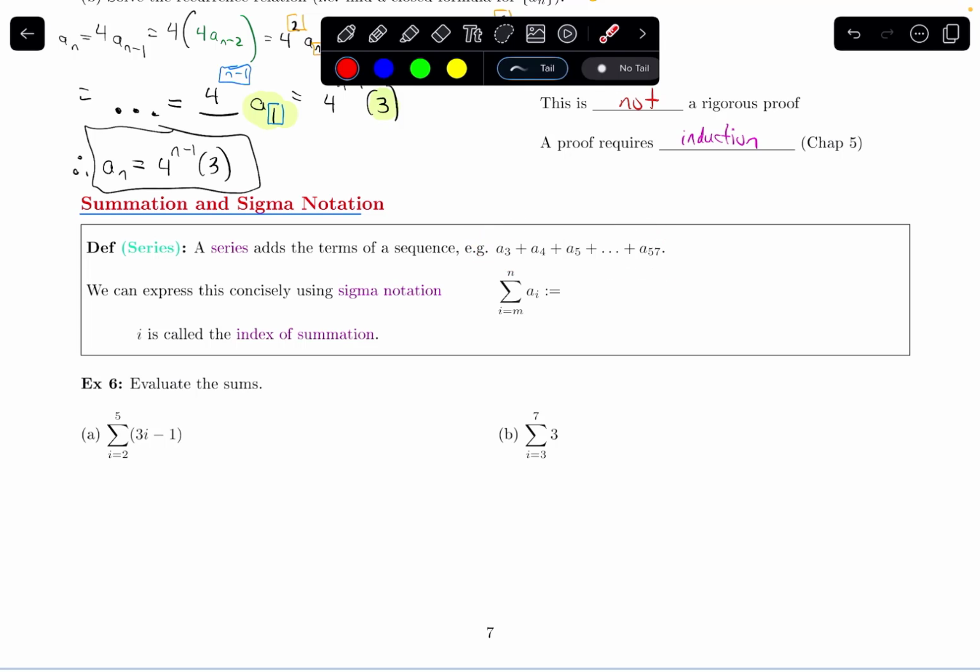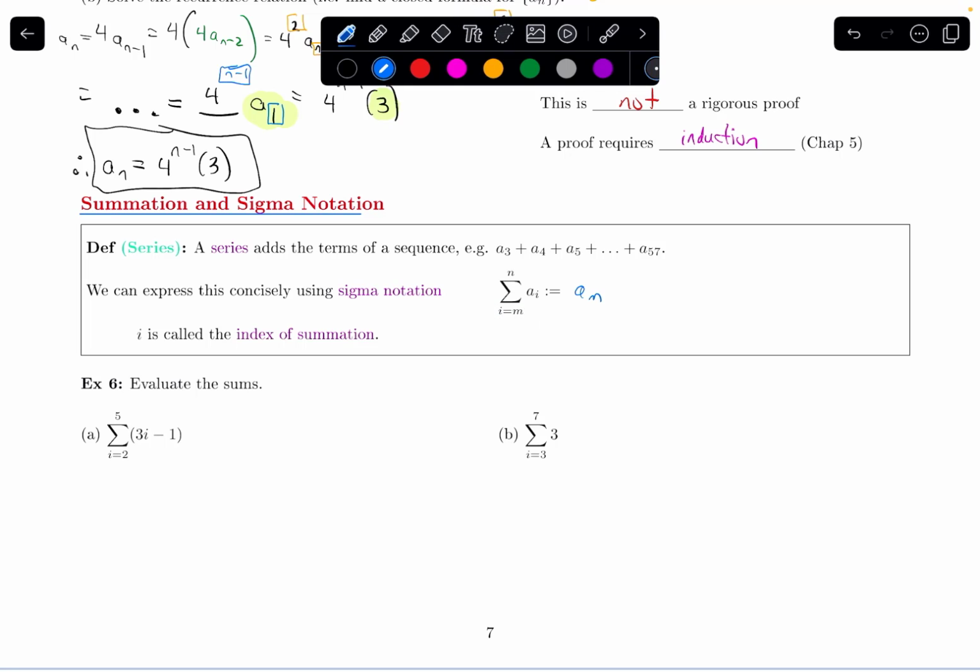So we can express this more concisely using something called sigma notation. The way I read this: this symbol right here is the Greek symbol sigma. Underneath it, I have i equals M, and up top I have N. A_i is the formula for my sequence. What this means is first take the number written on the bottom, i equals M, and plug it in where the i is. So if I do that, I get A subscript M.